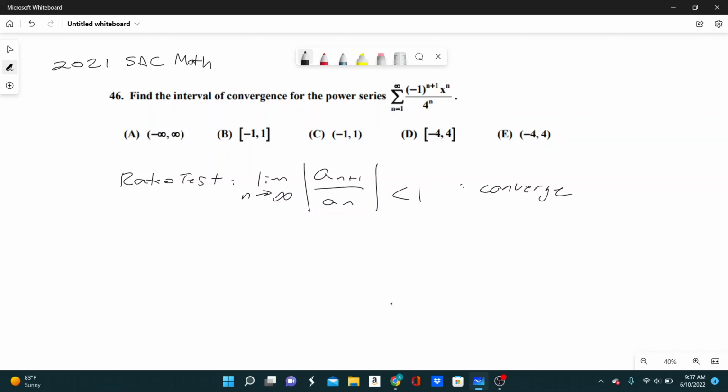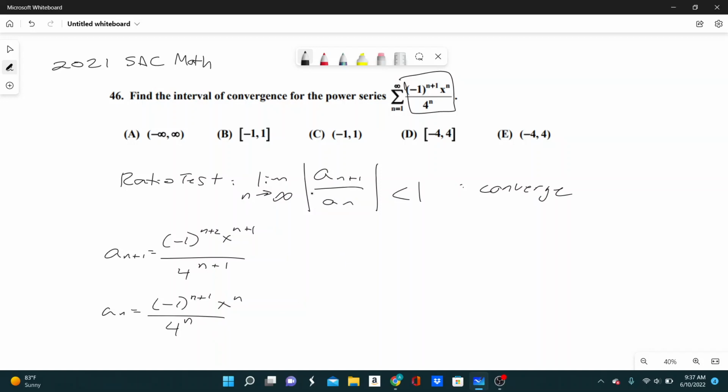So, to find the limit as n approaches infinity, we first just have to evaluate whatever is inside here. So, a sub n plus 1 basically just means we're going to take this and plug in n plus 1. So, a sub n plus 1 equals negative 1 to the n plus 2 times x to the n plus 1 over 4 to the n plus 1. And then a sub n is just going to be the exact same thing. So negative 1 to the n plus 1 times x to the n over 4 to the n.